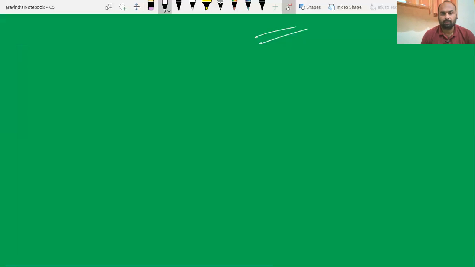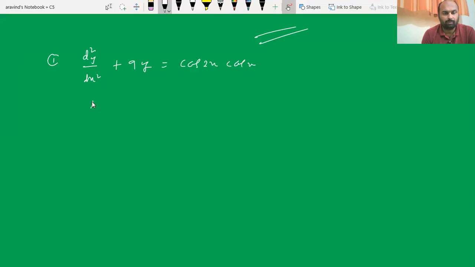So let us continue the solving of the differential equations. With an example, that is d square y by dx square plus 9y equals cos 2x into cos x. D square means this, you can write capital D square, and this is (D square plus 9) into y is equal to cos 2x into cos x.